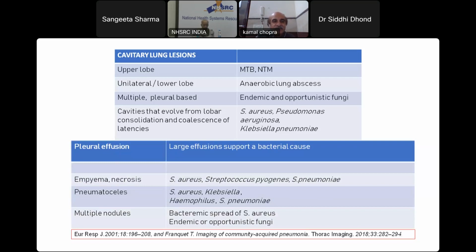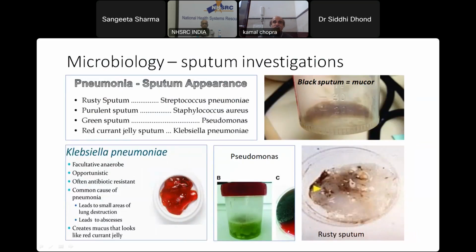Pneumatoceles we see, these are very thin-walled air-containing spaces, commonly seen in Staph aureus. Rather, we say sometimes it is diagnostic of Staph aureus, mainly in children. Multiple nodules can be seen in fungal infection. Microbiology is the mainstay of investigation, including sputum examination.